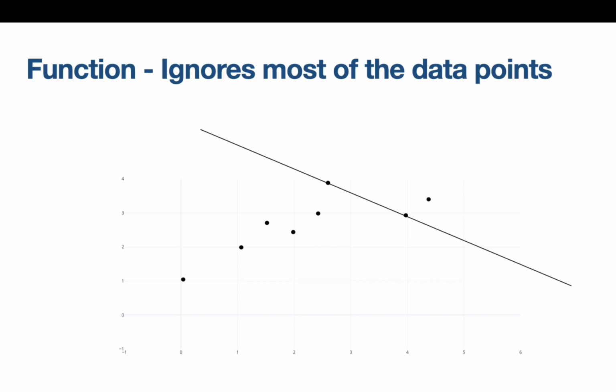Now let's look at underfitting. Let's fit a model which ignores most of the data points. As we see here, it considers only 2 data points. Now when an unseen data point comes in, the model again performs poorly.